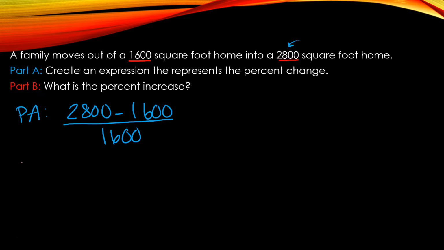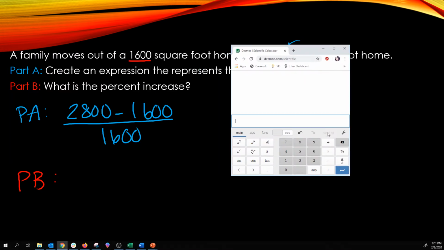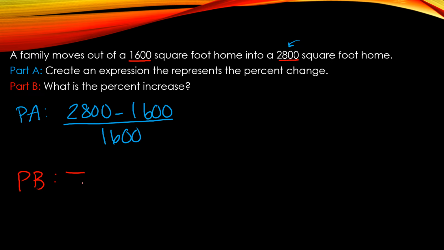For part B, it is asking us what is the actual percent increase. So this is us just plugging this into a calculator. Let's grab this calculator and I'm going to do 2,800 minus 1,600, all divided by 1,600. Now I get this decimal, 0.75. To change that decimal into a percent, I need to multiply it by 100, which gives me 75. So for this problem, the percent increase is 75%. That's quite a bigger home.